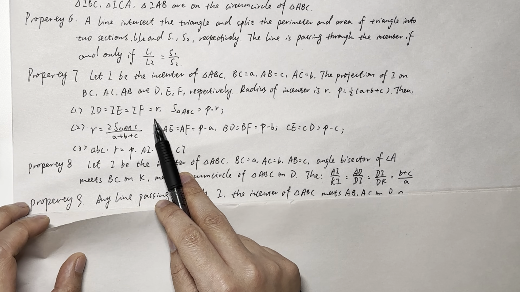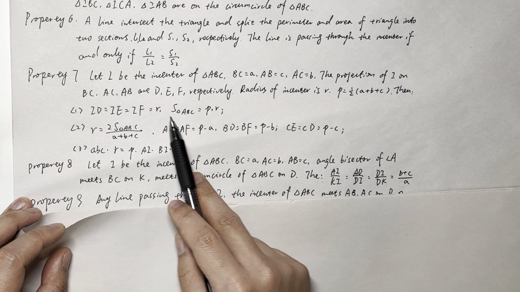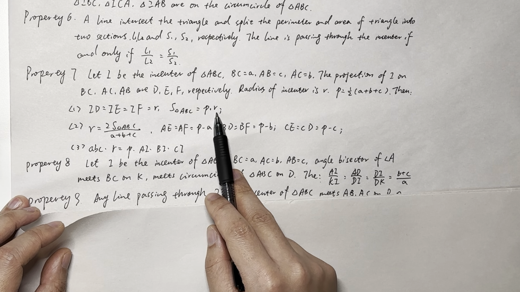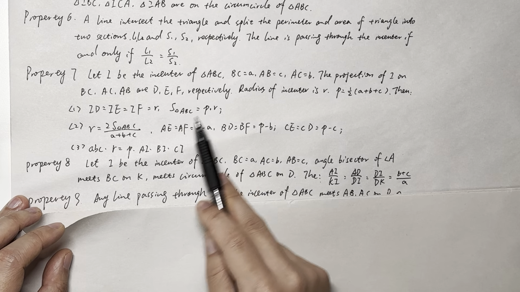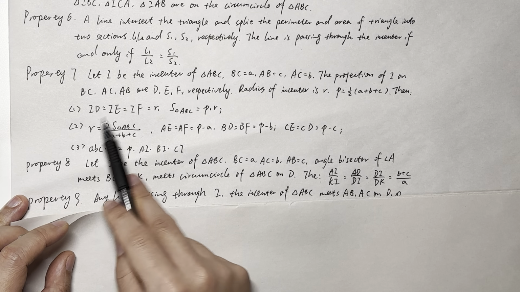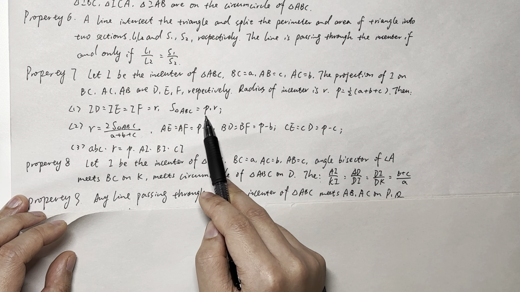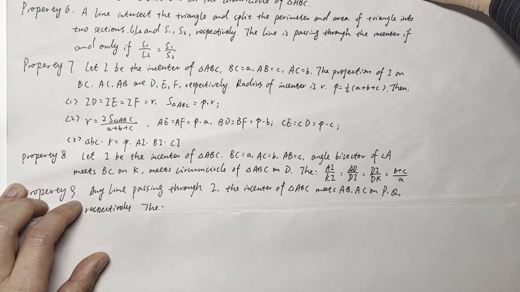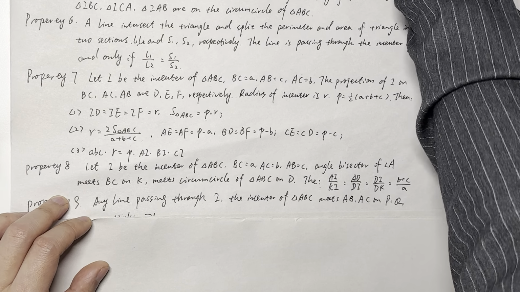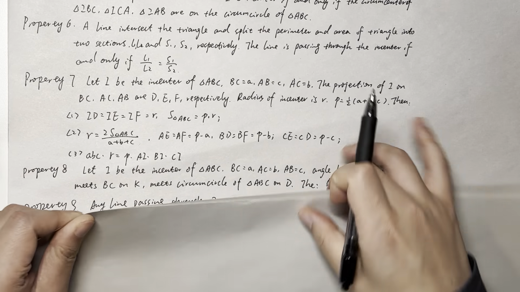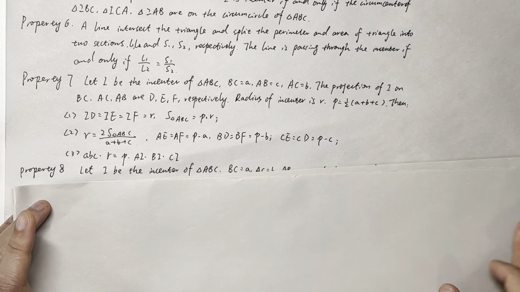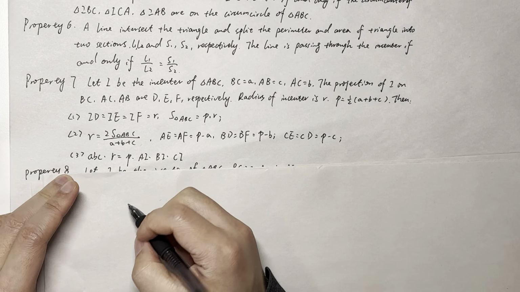This is obvious. We don't need to prove that. The triangle area is p times r. This is also obvious. And r equals this one. This comes from this one. That's obviously true. And we want to calculate AE and AF. So let's see.